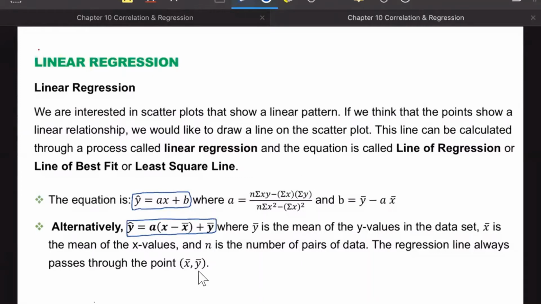And in today's example, what we are going to do is find the equation of line of best fit, or the linear regression, using a calculator. If you want to find it without a calculator, we find the value of a using this formula, b using that formula, and we can find the equation of line of regression. But today we'll be using a calculator to calculate that.